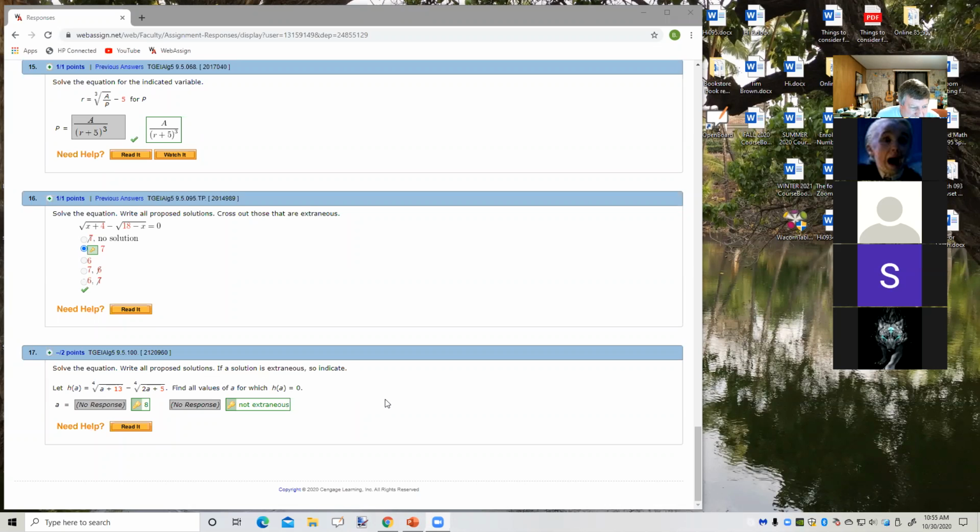Okay. It says, let h of a equal the fourth root of the quantity a plus 13 minus the fourth root of the quantity 2a plus 5. It says, find all values of a for which h of a equals 0. All right, let's go back to the whiteboard here.